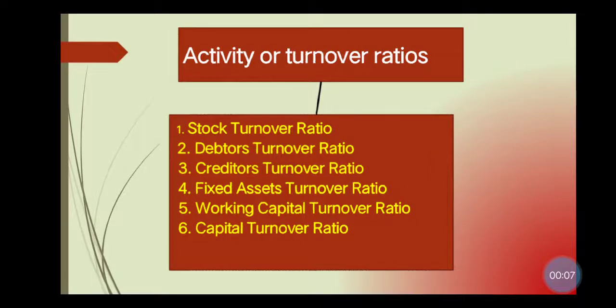Here we are covering the remaining turnover ratios that we have to discuss. Altogether, there are 6 turnover ratios: stock turnover ratio and debtors turnover ratio that we discussed already. Today, we are covering creditors turnover ratio, fixed assets turnover ratio, working capital turnover ratio, and capital turnover ratio.